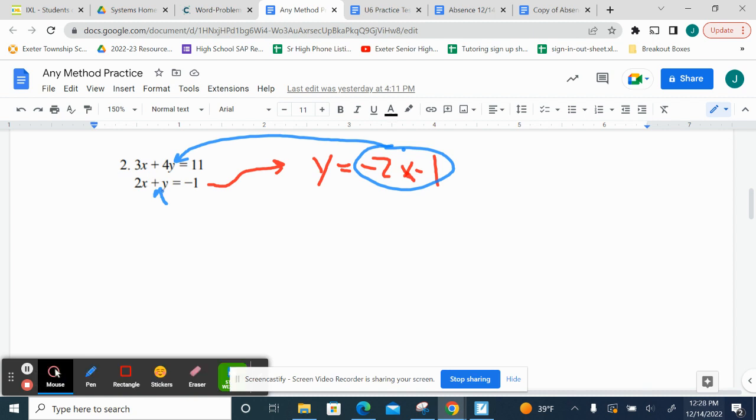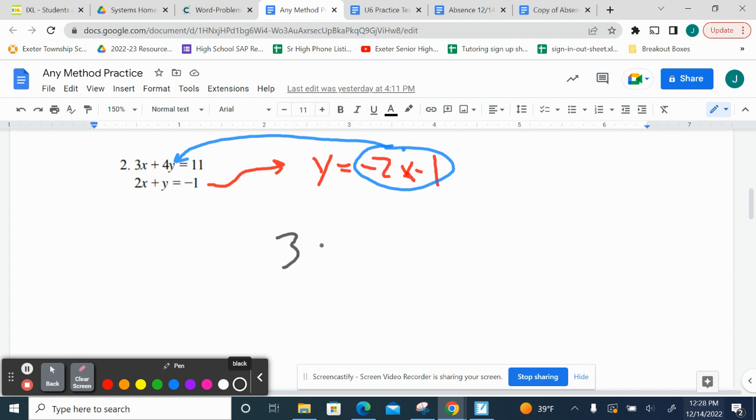All I'm trying to say there is you don't have to worry about fractions. So plug it in like that, and then you're ready to go. You have 3x plus 4, and then we replace the y with negative 2x minus 1 equals 11. And then you distribute and solve from there.